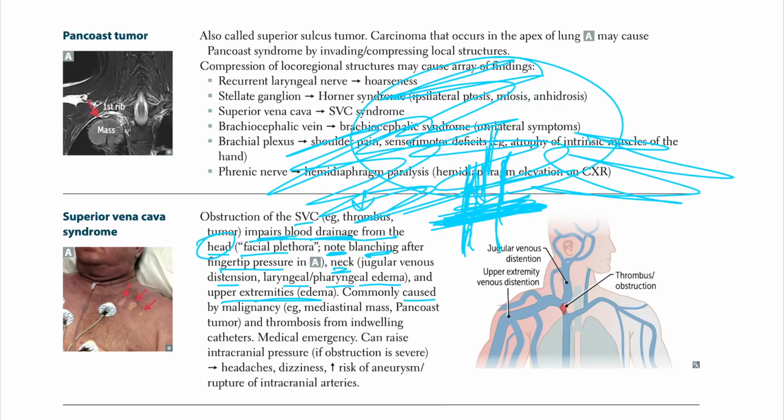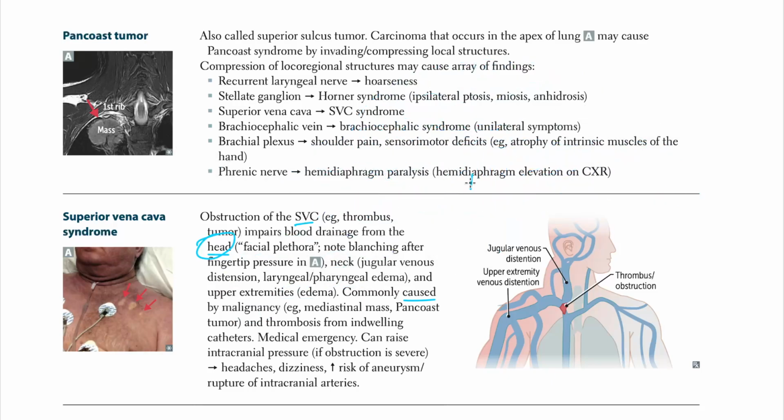So commonly caused by malignancy. Which malignancy are we looking at? Anything that would block the superior vena cava, which is your mediastinal mass, Pancoast tumors, and thrombosis from an indwelling catheter. So when you place a central line, you can cause thrombosis, and that thrombosis could be one of the risk factors causing superior vena cava syndrome.